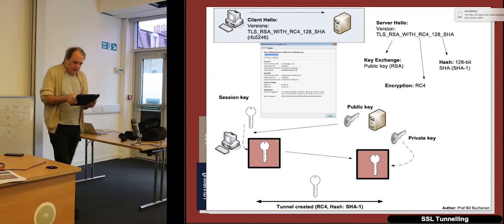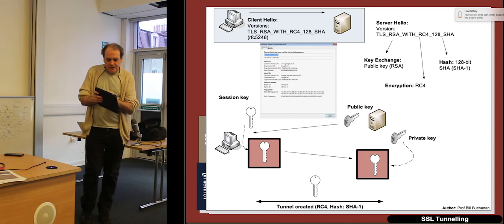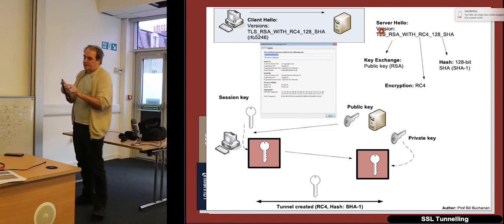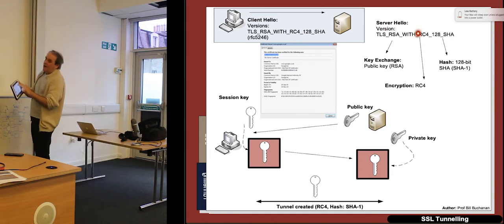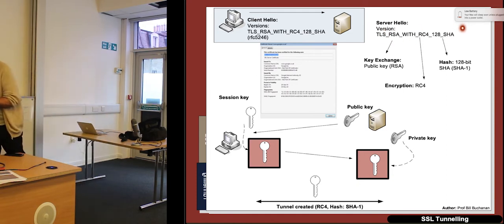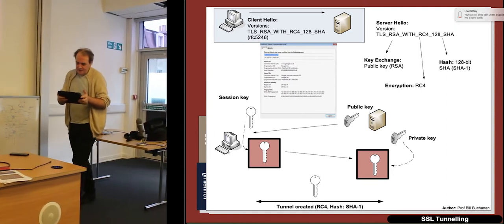Okay, so that's the tunneling. So when we see it in Wireshark, we see it like that. That's the key exchange method, that's the encryption method, and that's the hash there. So these are well-defined codes that we see.